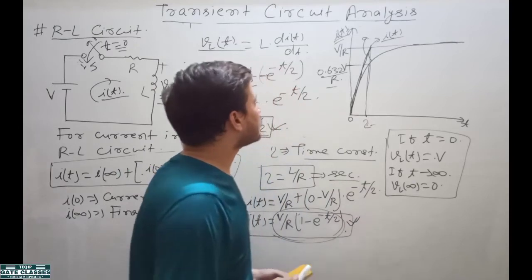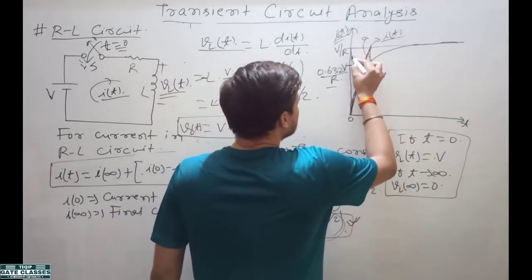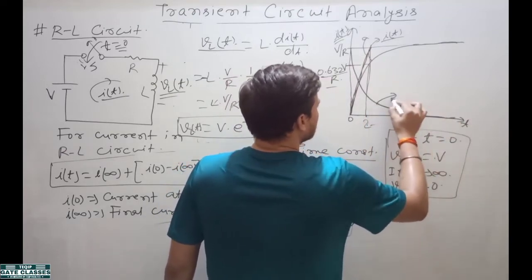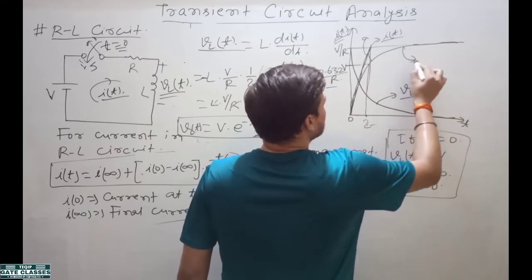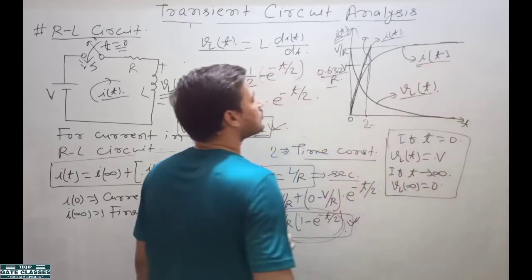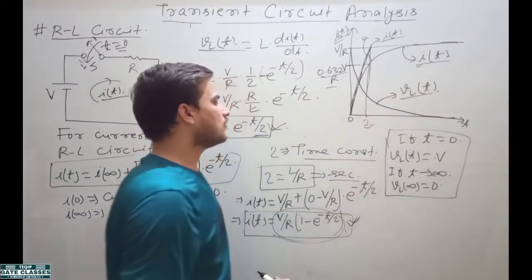So if you draw the waveform for voltage, the waveform will be like this one. This is the expression for I(t), and this is the expression for VL(t).